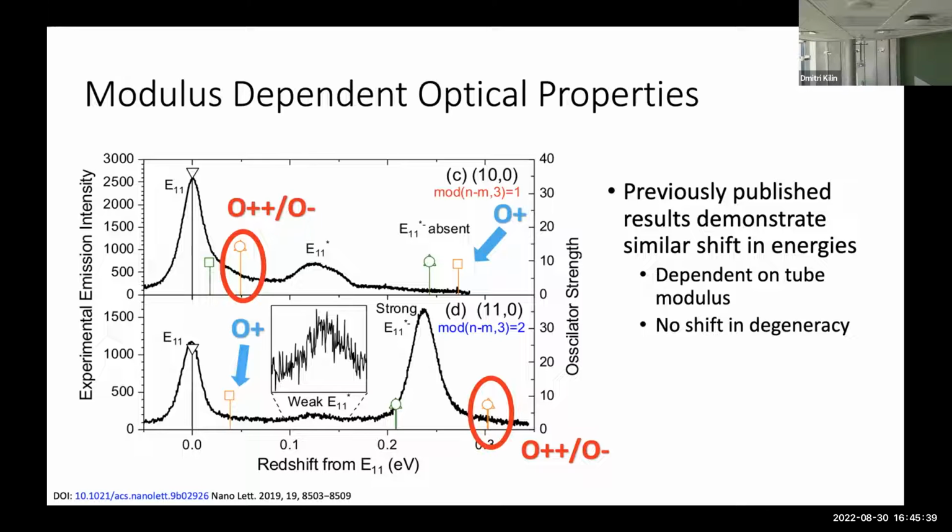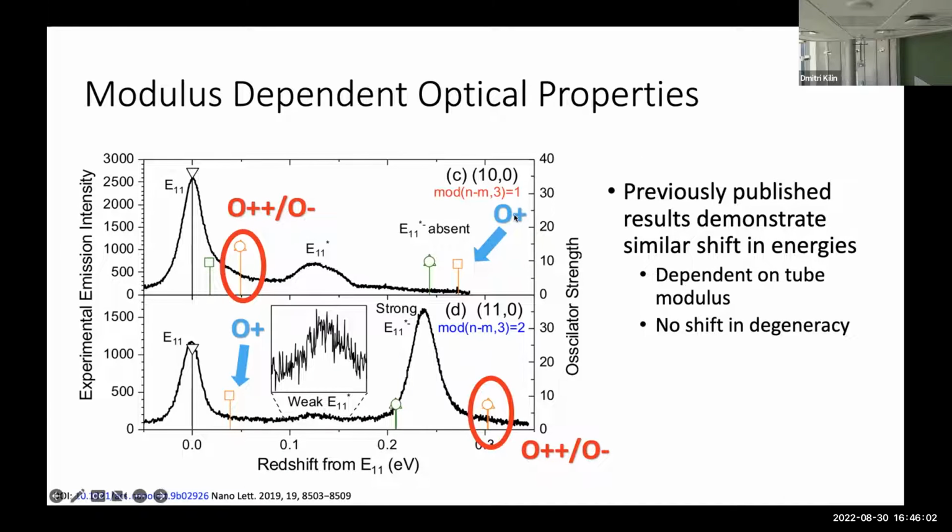So just think about it this way, it's just a different way of grouping carbon nanotubes. Carbon nanotubes with mod 1, where the modulus is equal to 1, show different optical properties, different characteristics than the groups where the modulus is equal to 2. These are referred to in the paper as mod 1 and mod 2.